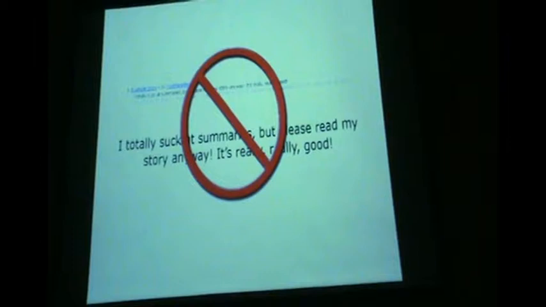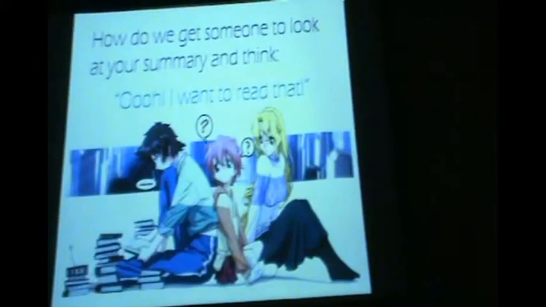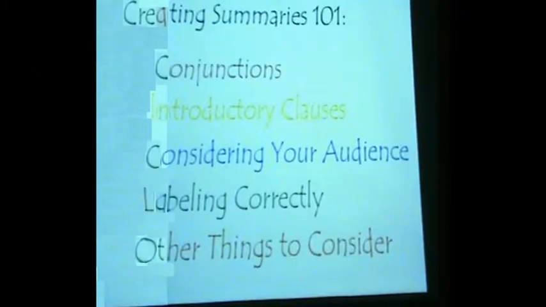So we want to make our summaries look really good. How do we get someone to look at our summary and think, hey, I want to read that. That looks awesome. Well, that's what we'll find out. We're going to cover a few things: conjunctions, introductory clauses. I know this is starting to sound like an English class, but I swear it's okay. We're going to whiz by it. We'll be okay. Considering your audience, labeling correctly, and some other things to consider when writing your summary.